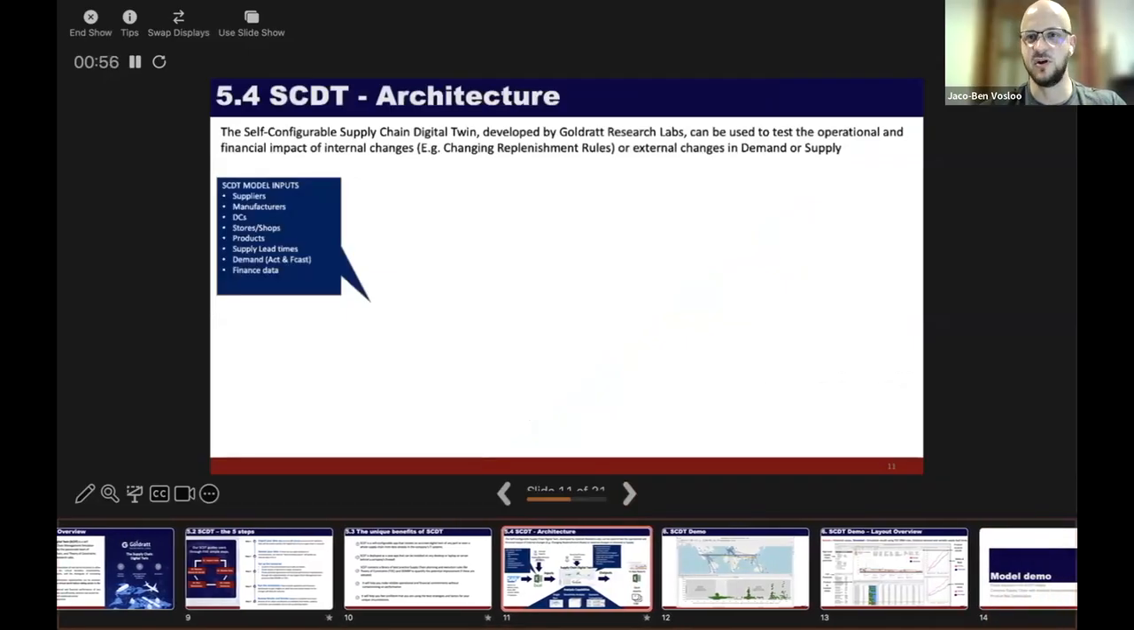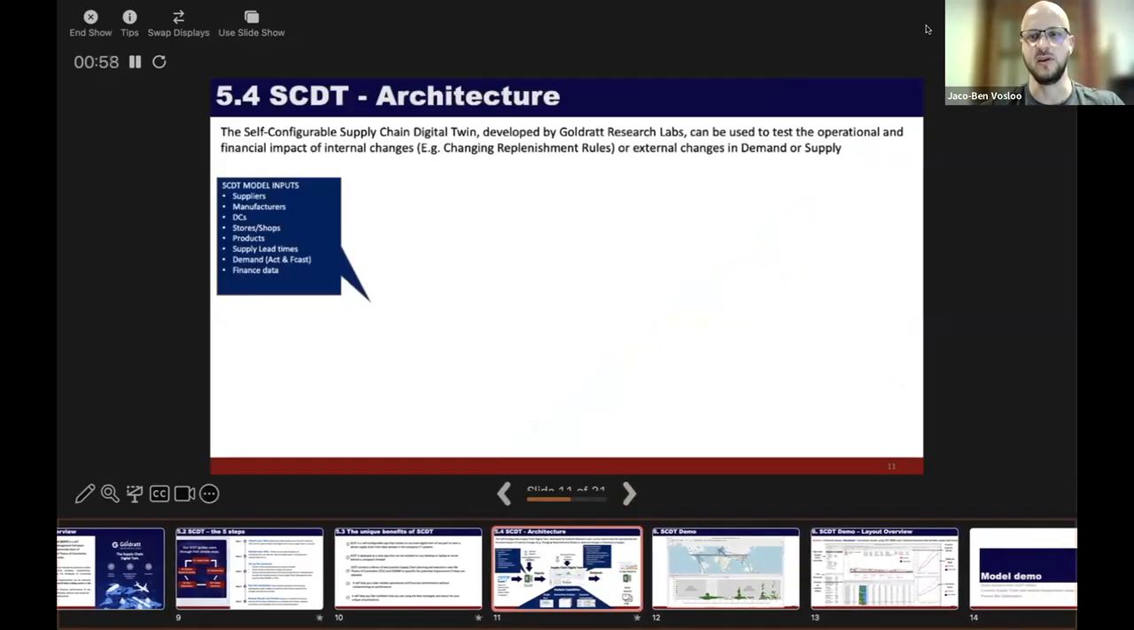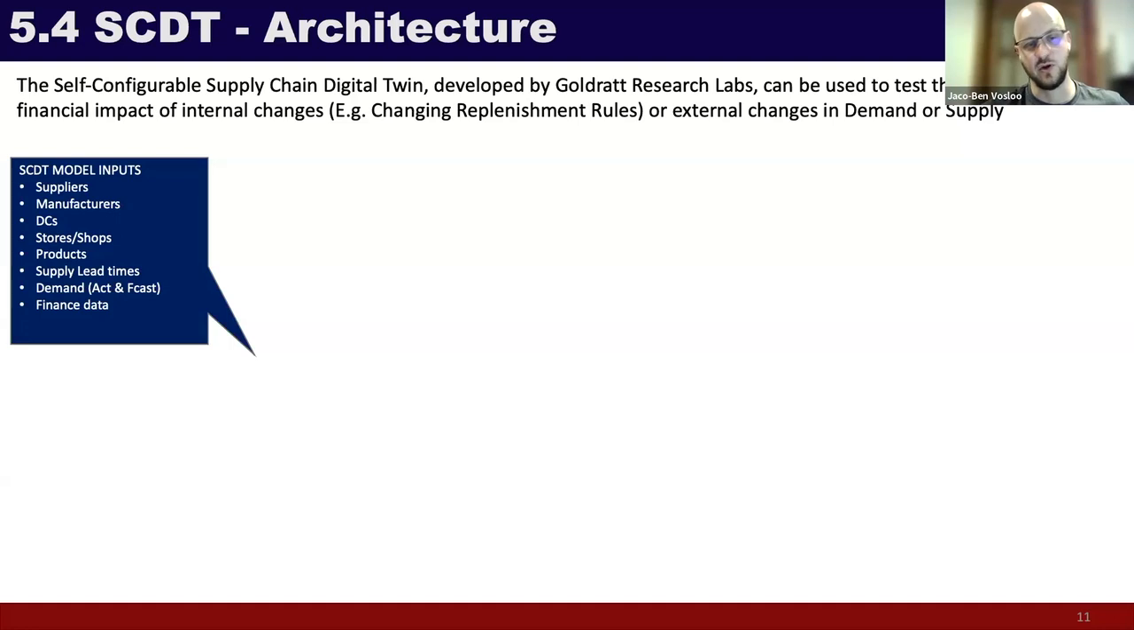So essentially where I'm going to start is the architecture of the model so we can understand how everything fits in with each other. And then I'll go into the actual practical demonstration of the tool. So we start off with all the inputs that we need for the model, right? So it's all your locations, suppliers, manufacturers, DCs, the customers, whether it's stores or shops, products, supply lead time.